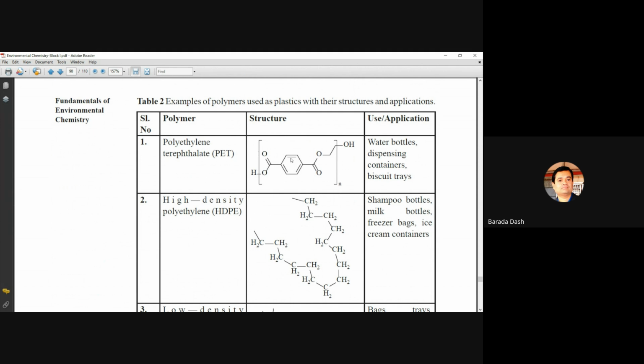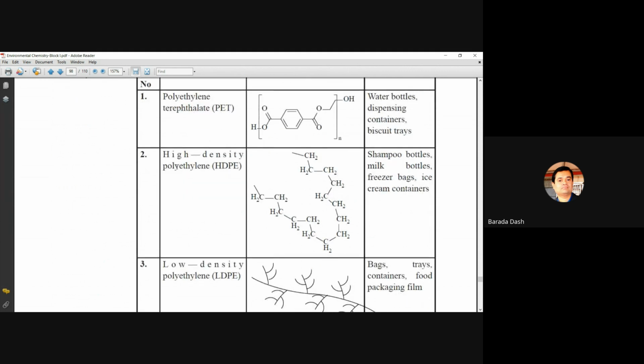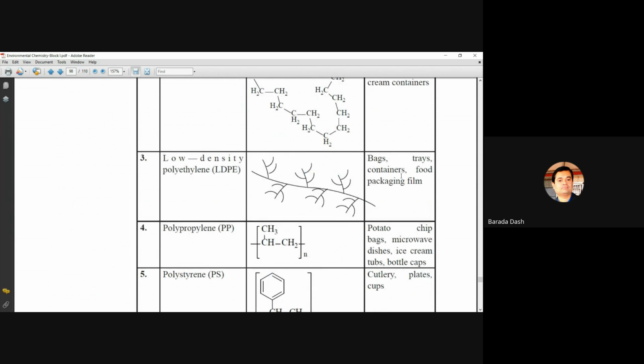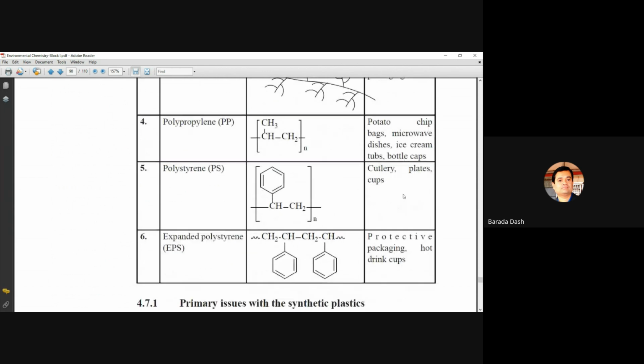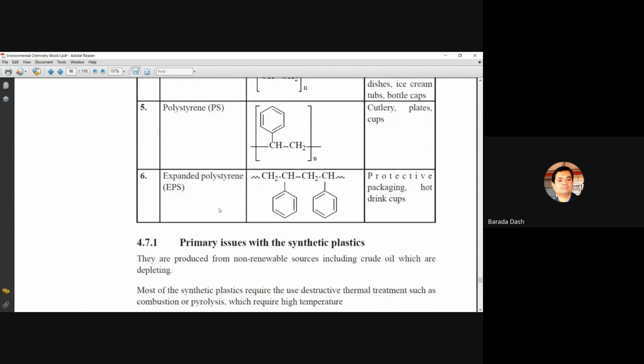See, polyethylene terephthalate, PET polymer, is used for water bottles, containers, biscuit trays, all those. Next, high density polyethylene, HDPE: shampoo bottles, milk bottles, freezer bags, all those. LDPE: bags, trays, containers, food packaging. Then polystyrene, polypropylene. They have a lot of industrial and household applications, but they are not biodegradable.